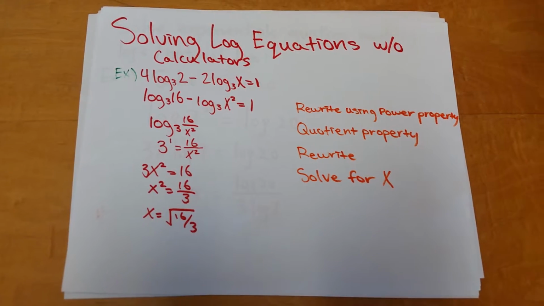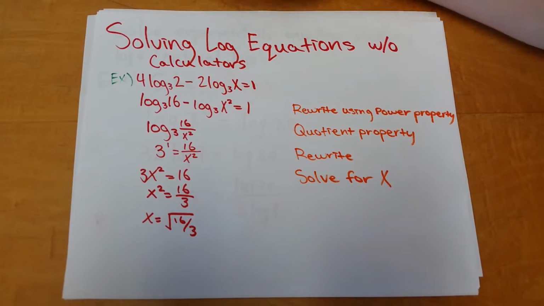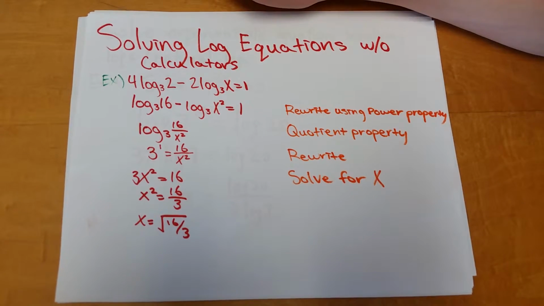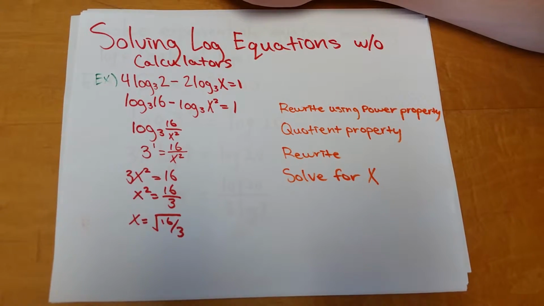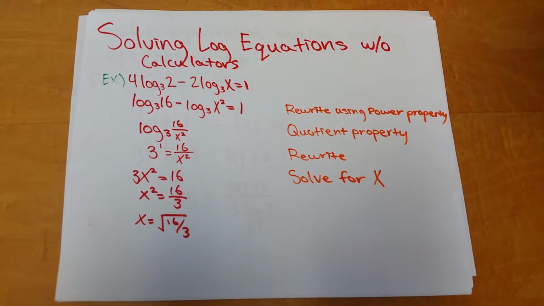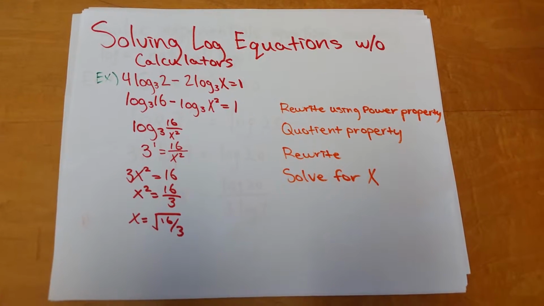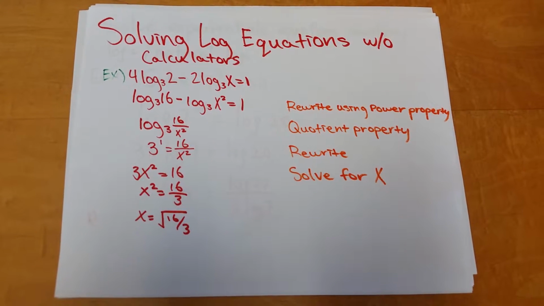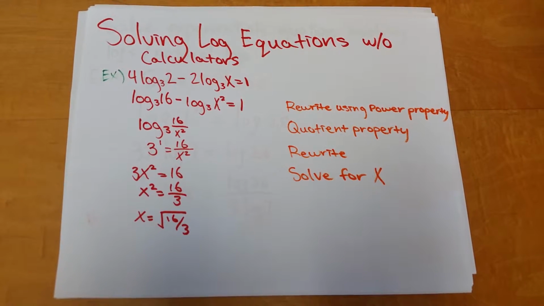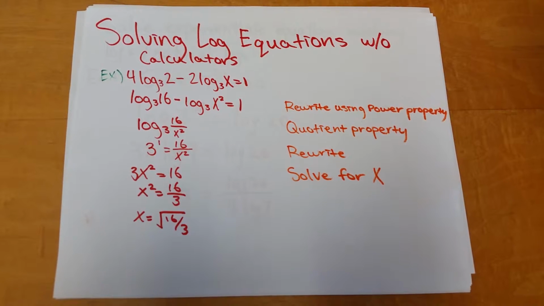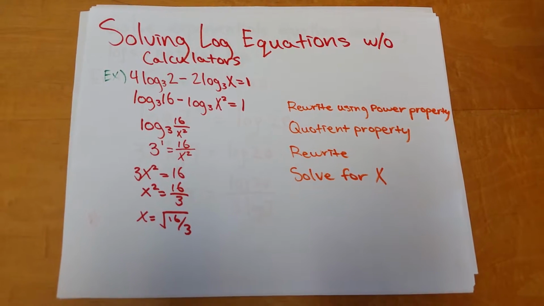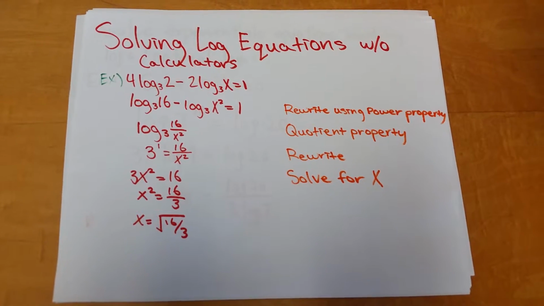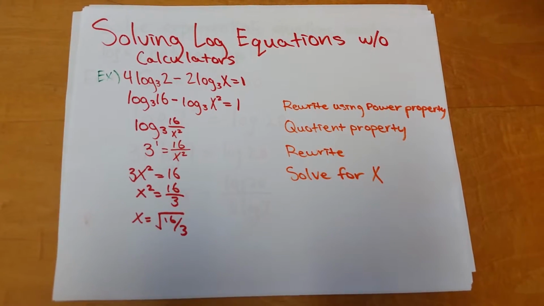Then, of course, we can combine this since they have the same base, and that will give us 6 log base 3 of 16 over x squared. Now, we know, of course, that we can rewrite this as an exponential formula, which means that 3 to the power of 1 equals 16 over x squared. We can then solve for this, multiply x by both sides, divide by 3, and then take the square root.